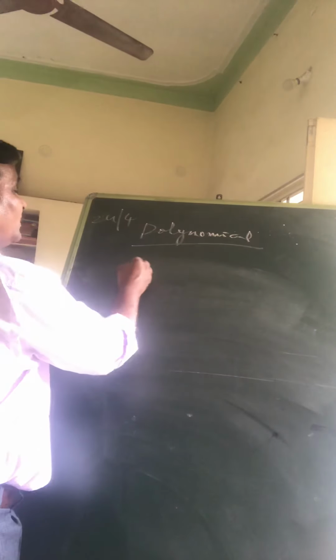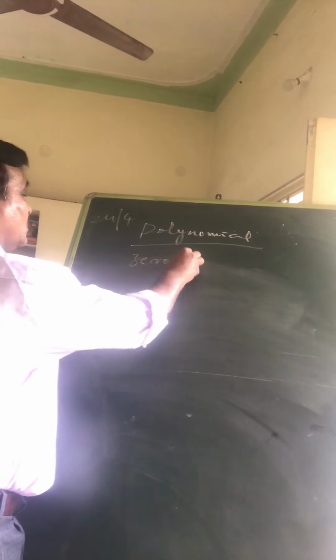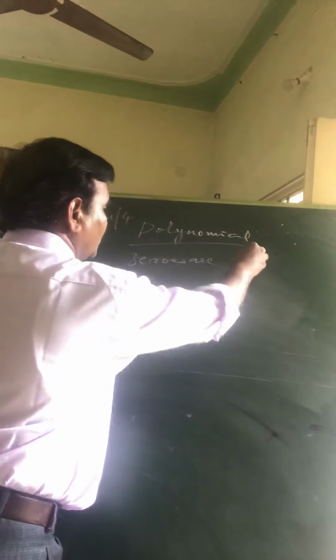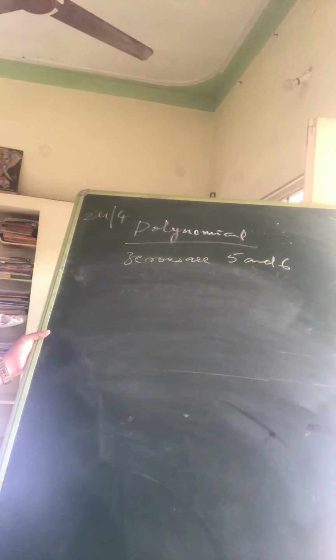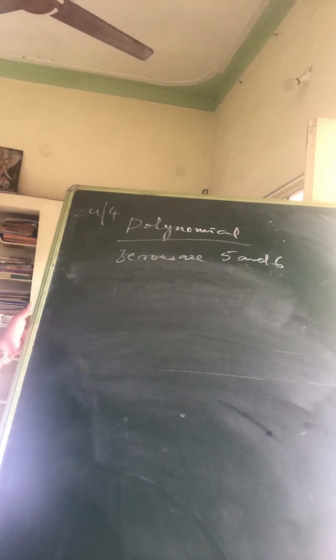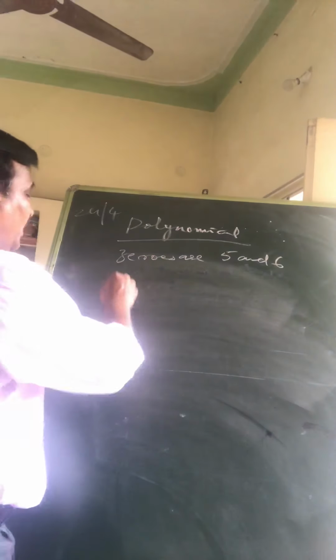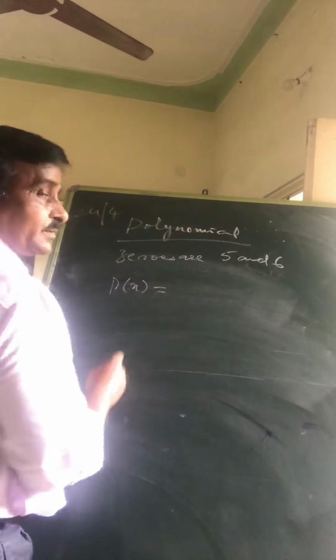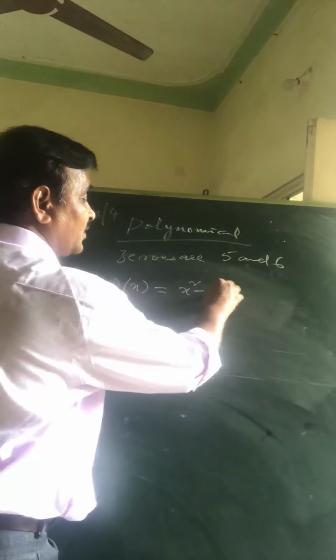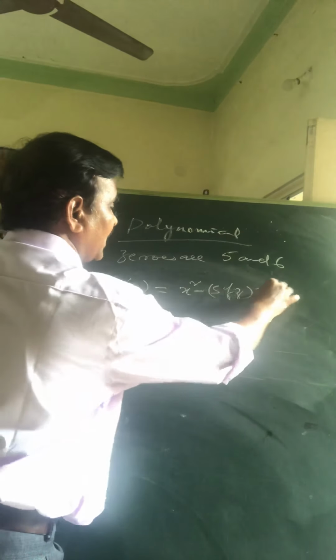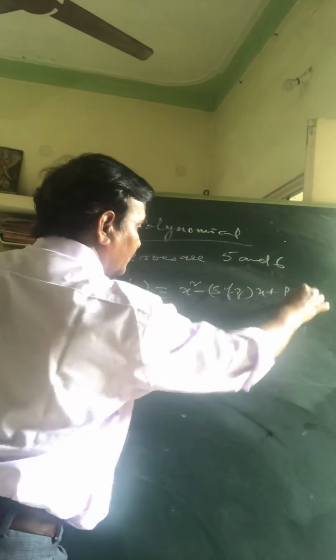For example, it is giving the zeros are 5 and 6. We have to write that quadratic polynomial whose zeros are 5 and 6. How to find this polynomial? Polynomial p of x is equal to x square minus sum of zeros x plus product of zeros.